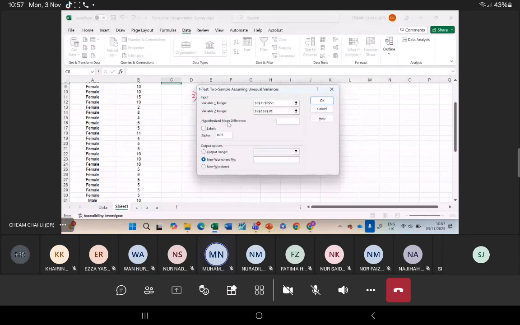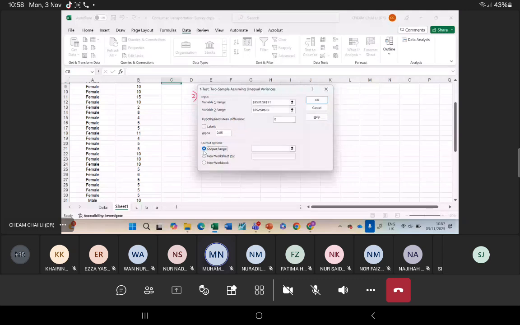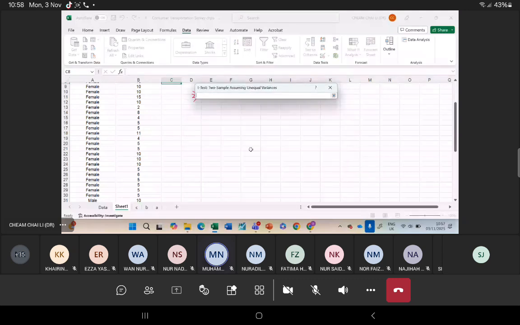Hypothesis mean differences. Yang ni kita letak kosong. Okay, did you put the label just now? No, we didn't, right? So you don't have to check this button. So alpha, your significance level is 5%. Okay, now for upper range, you can put it in the same sheet. So let's put it here. Okay, kita letak tepi sini.